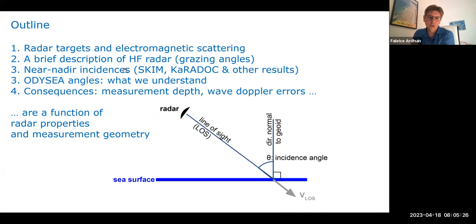Then a little bit about near-nadir incidence, and then going to ODYSEA. And other systems like SEASTAR or Harmony would be somewhere in between because of their in-between incidence angles.